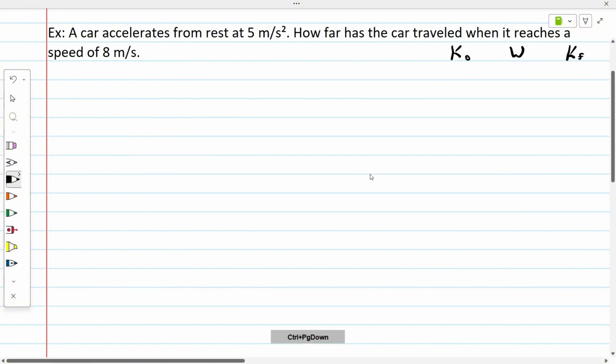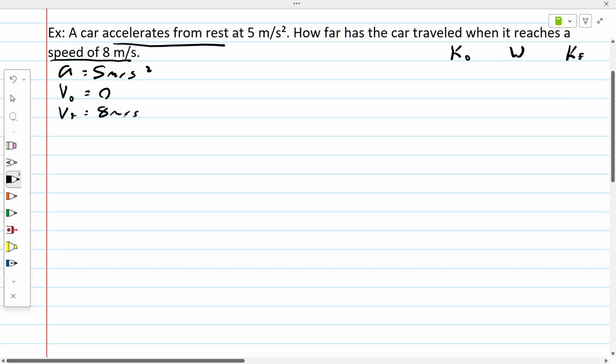Okay, so let's do one more example. So we have a car that accelerates from rest at 5 meters per second squared. How far has the car traveled when it reaches a speed of 8 meters per second? Okay, so we know the acceleration, first off, is 5 meters per second squared. And it says it accelerates from rest, so that means we know the velocity initial is 0, and we want to find the distance at a speed of 8 meters per second. And we want to know how far the car has traveled, so that'll be the distance. So that's what we're trying to find.